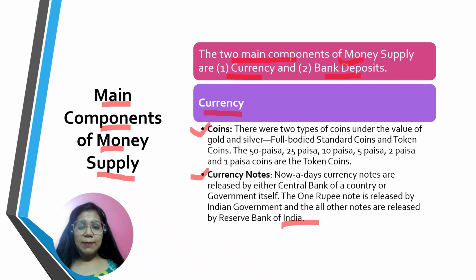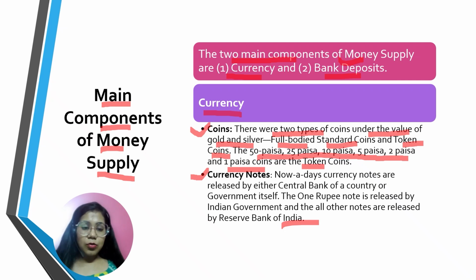There were two types of coins under the value of gold and silver: full-bodied standard coins and token coins. Full-bodied standard coins mean that the value of the coin and the weight of the gold or silver in it used to be the same. But token coins, like the 50 paisa, 25 paisa, 10 paisa, 5 paisa, 2 paisa and 1 paisa coins in India, are worth 50 paisa in name, but the actual weight in gold and silver is not so. That is your token coins.